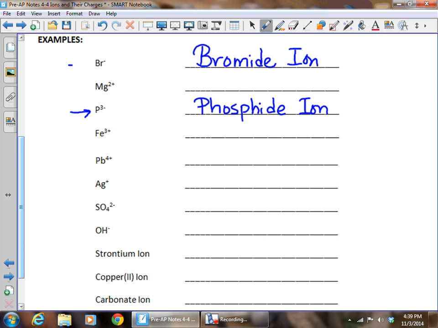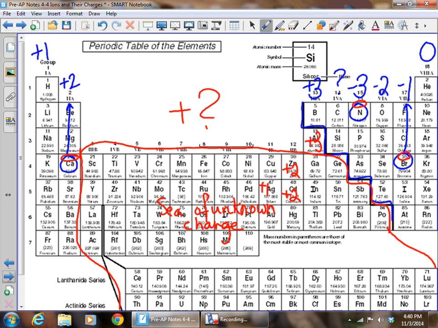So those are our negative ones. The negative ones are our easiest ones to name. Again, you just change the ending to IDE. So now let's look at the positive ones. When we see Mg2 plus, Fe3 plus, all of these positive single atom elements, we have to decide if they need Roman numerals or not. Now remember, if they are in a known charge area of the periodic table, then they're not going to need Roman numerals. So let's glance at our periodic table again.